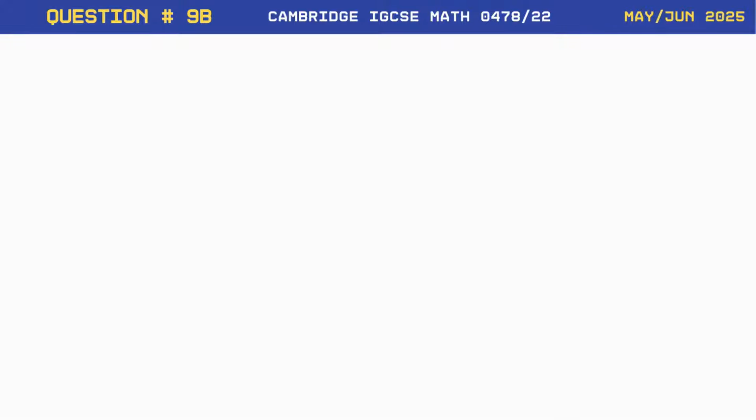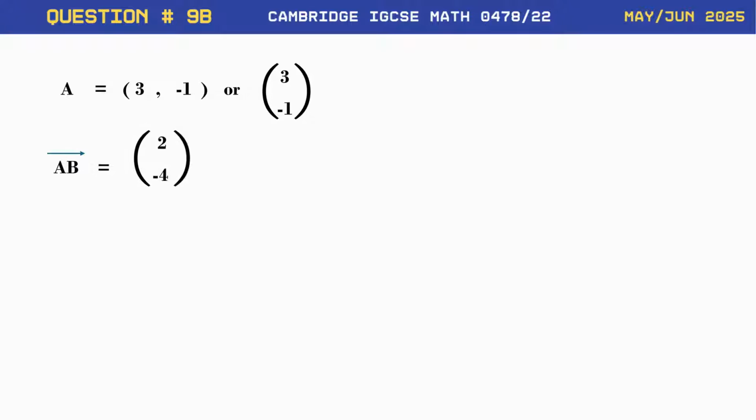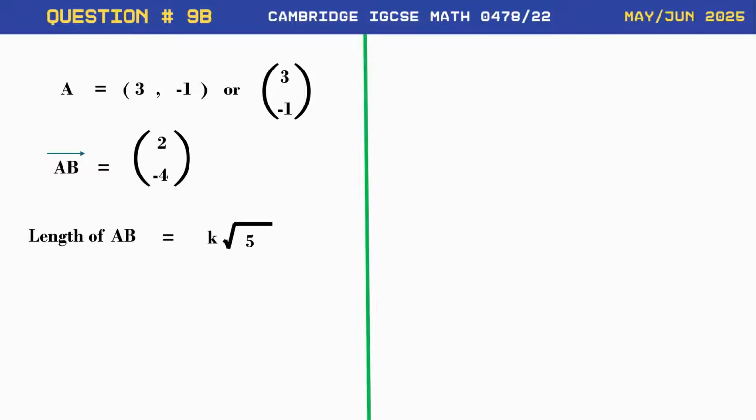In this question, we are given point A (3, -1), which can be written in vector form too. Vector AB is (2, -4), and the length or magnitude of vector AB in terms of k is k√5, or simply k root 5. To solve this question, we shall have to calculate the actual magnitude or length of vector AB.